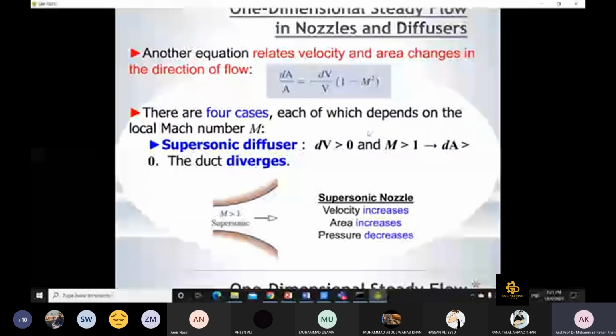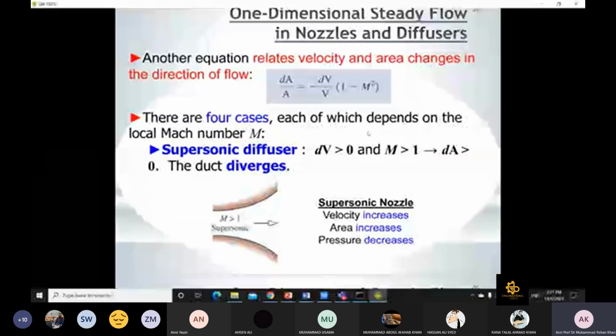Okay, so in the second case, we just take the supersonic diffuser. Supersonic diffuser means the Mach number is greater than 1 and your area diverges, because your area will be increased at the outlet side. So that is the diffuser.